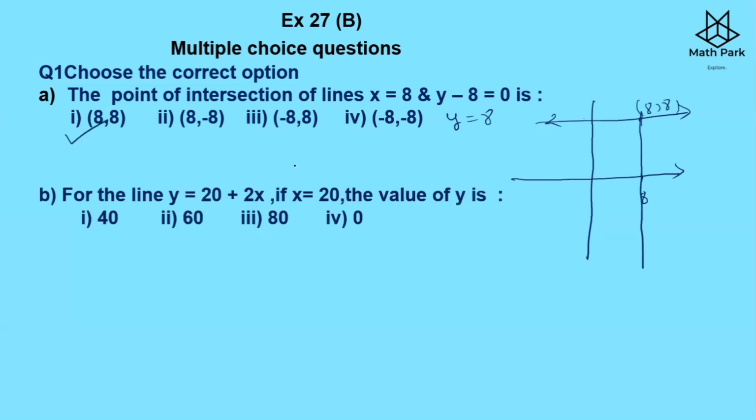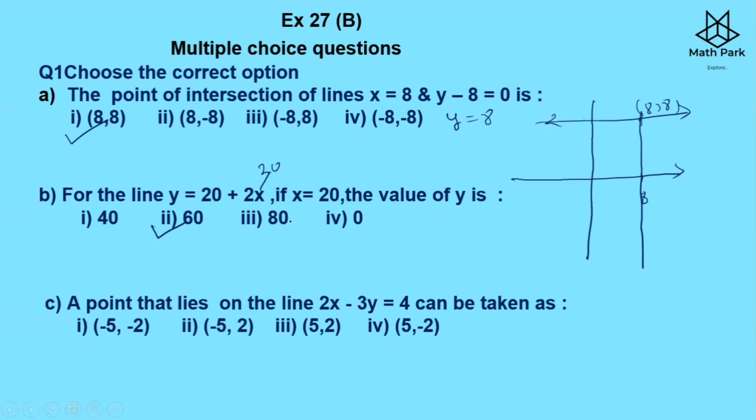Next question. For the line y is equal to 20 plus 2x, if x is equal to 20, find the value of y. So the value of y is, if x is equal to 20, just put 20 in place of x. 20 times 2 is 40 and 40 plus 20 is 60.